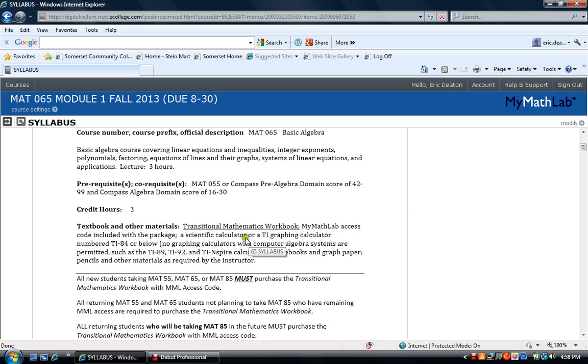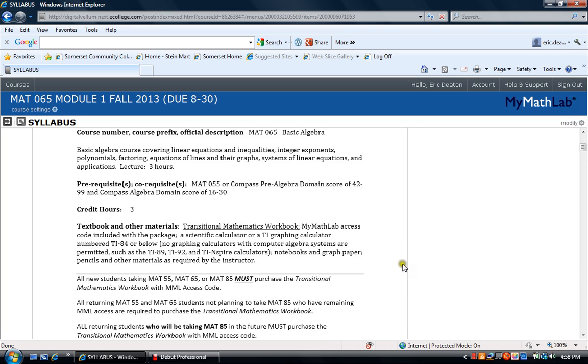So what this class requires, you need to buy the Transitional Mathematics Workbook, which includes the MyMathLab access code and a workbook that's used for the videos. For 55, we can only use the calculator within the MyMathLab system. Whenever you see it, you can use it.